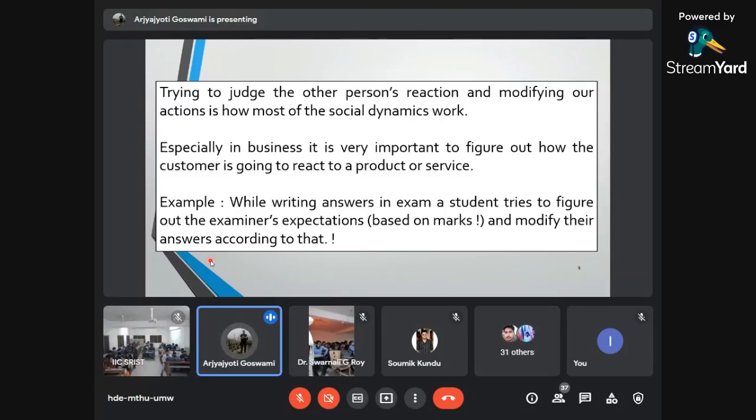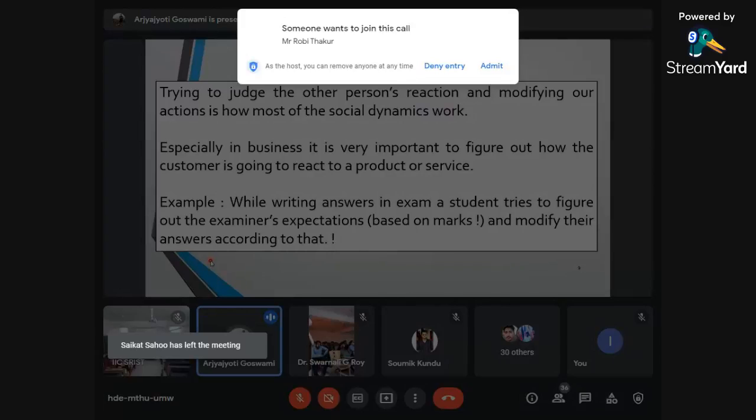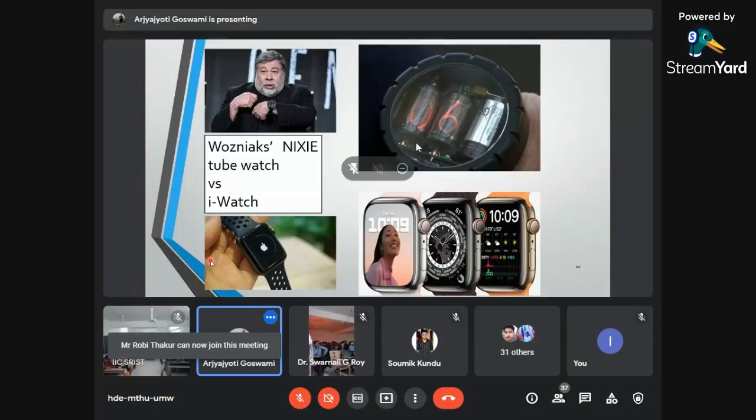And if you want to start a business yourself, you should be aware of how you are reacting or how you are thinking about a particular problem, and then how the other person is going to react to it. So regarding design thinking, when we move to design thinking, many of you could have seen the movie Jobs. I hope you guys have seen it.